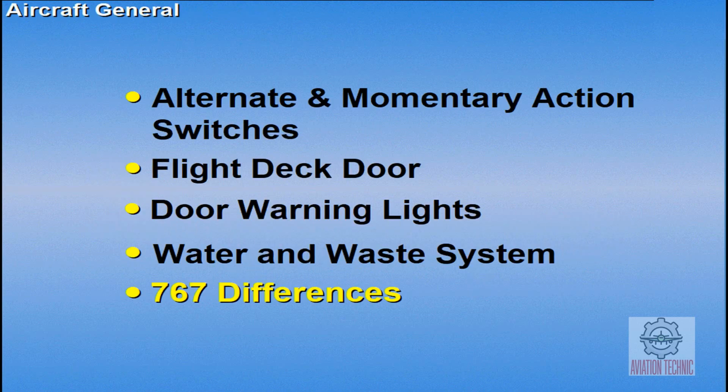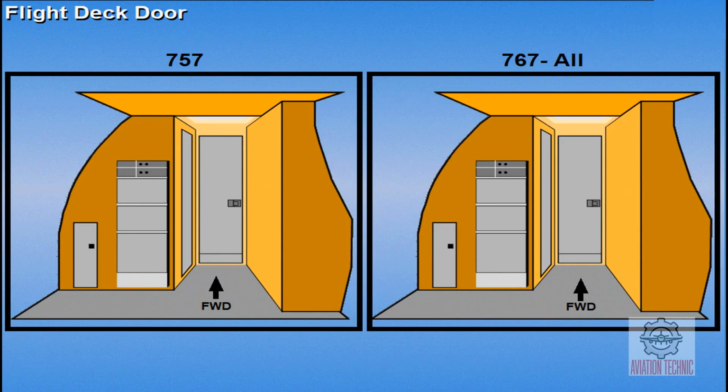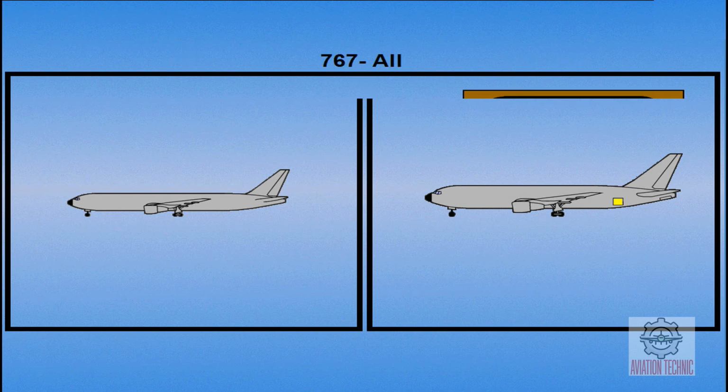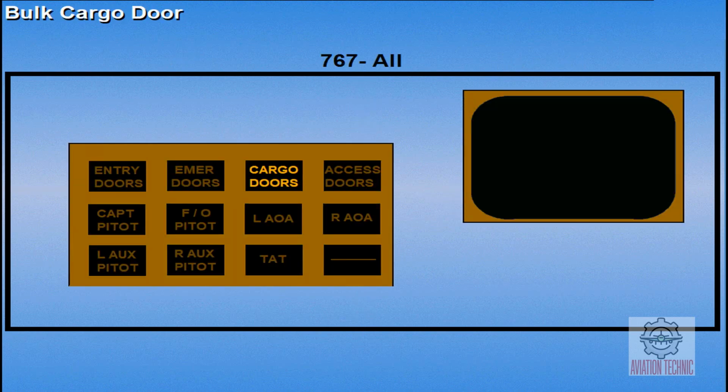The last part of Aircraft General concerns the 767 differences. The flight deck door on the 767 is hinged on the left and opens into the cockpit. The 767 is equipped with a bulk cargo door located on the left side of the aircraft. The cargo door's light illuminates, and an ICAS advisory message appears when the bulk cargo door is not closed and locked.